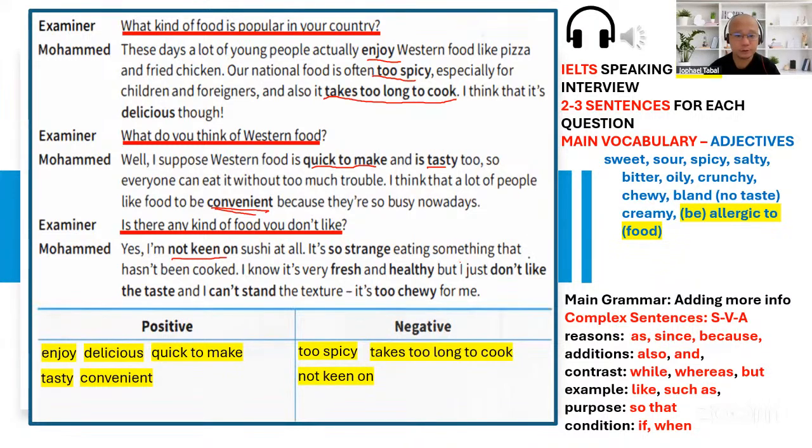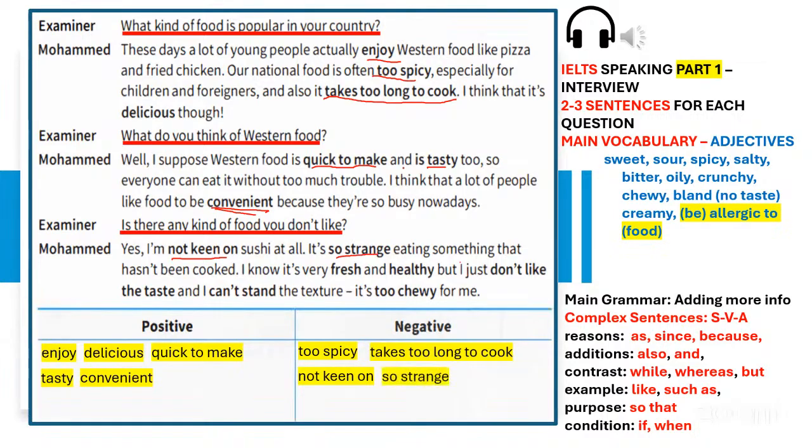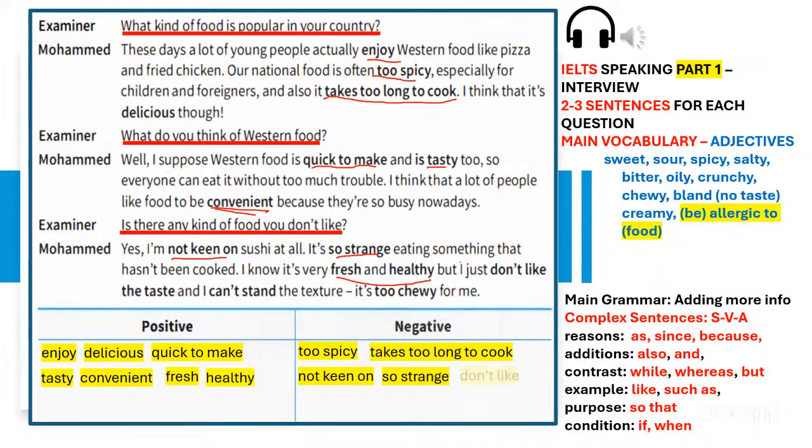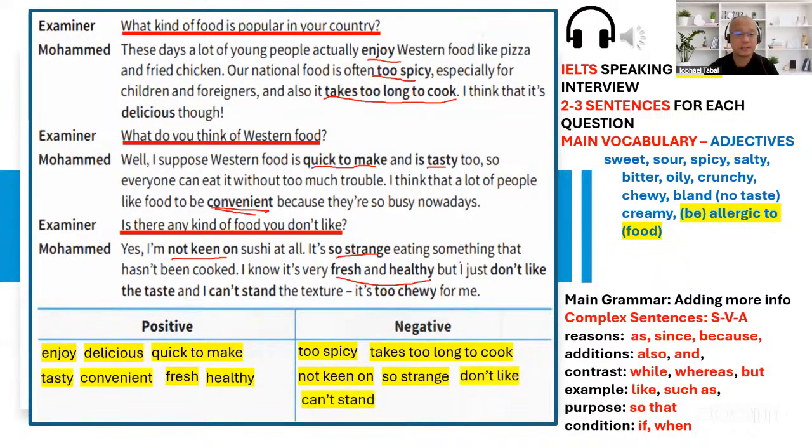How about so strange? Positive or negative? Negative, right. Fresh and healthy, positive or negative? Fresh and healthy should be positive, okay? And don't like the taste, that's negative. Can't stand, that's negative. And too chewy, that's also negative, okay?